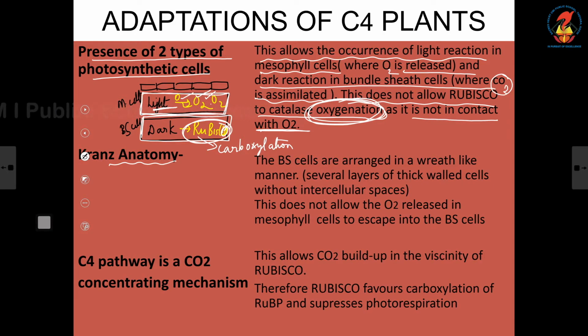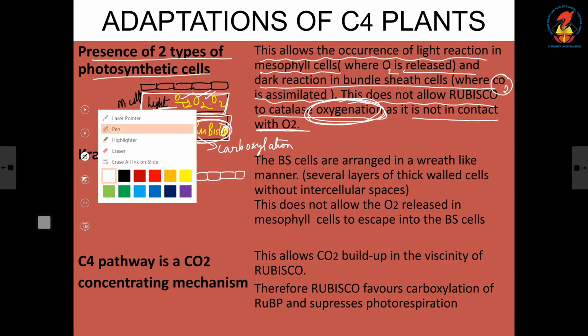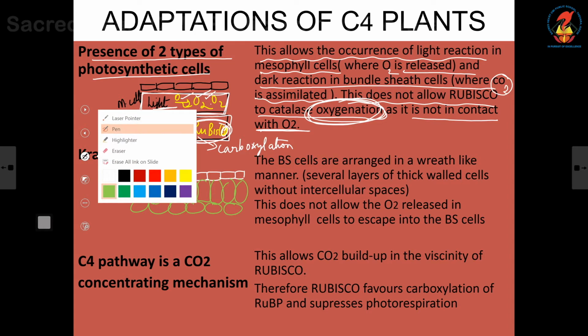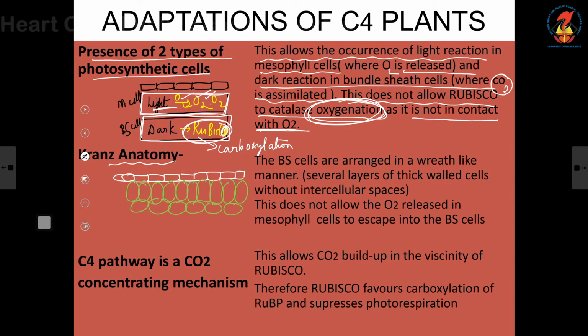Next, Kranz anatomy. The next adaptation in C4 plants is Kranz anatomy. Here again I am going to draw a more realistic diagram. Here we have the epidermis. Immediately after the epidermis we have the mesophyll cells, which I am going to indicate with green color. I am just representing mesophyll cells, maybe like palisade or spongy, whatever. And then comes the bundle sheath cells, which I am going to indicate with yellow.